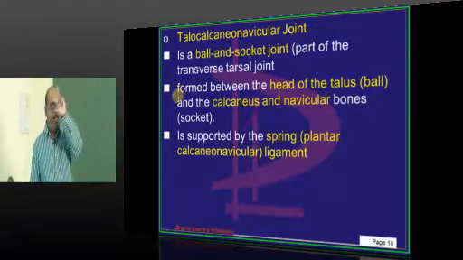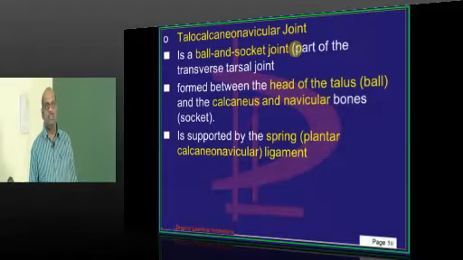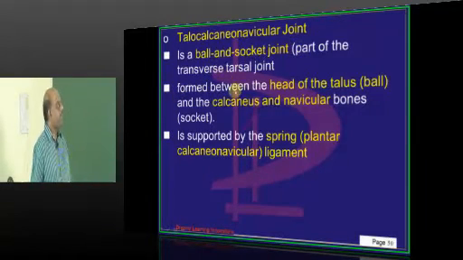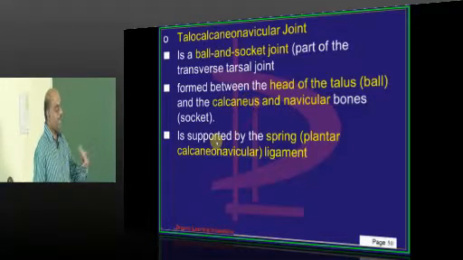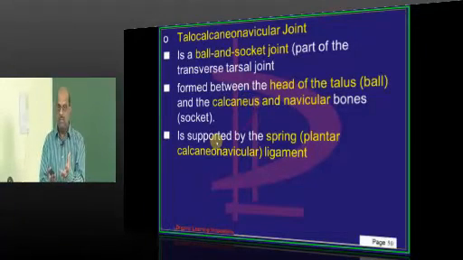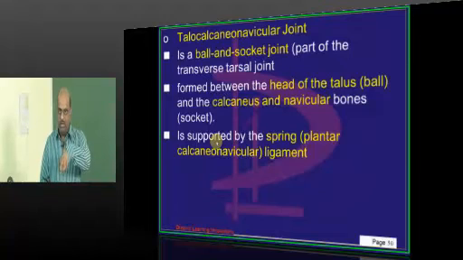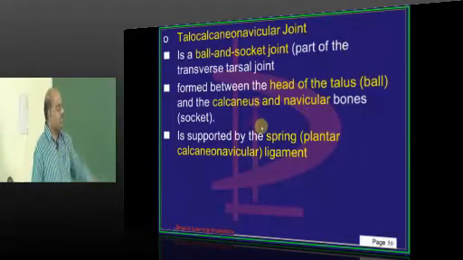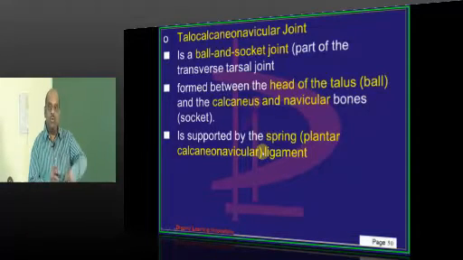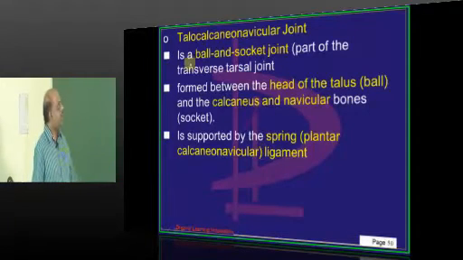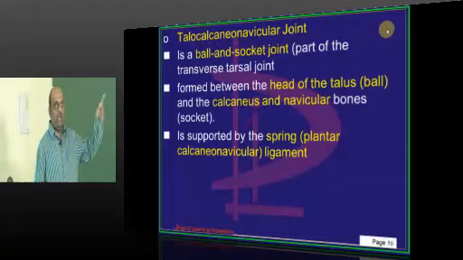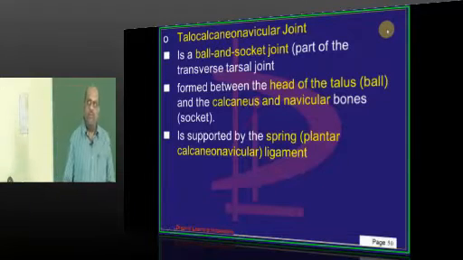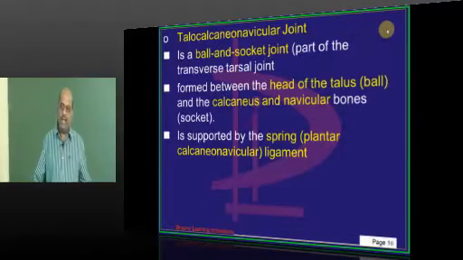Then the talocalcaneonavicular joint is a ball and socket type between the head of the talus, which is the ball, and the socket being provided by the calcaneus and navicular bones. Between the two, there is a ball and socket. A commonly asked question: talocalcaneonavicular, in the foot, can we imagine a ball and socket? Yes, sir.